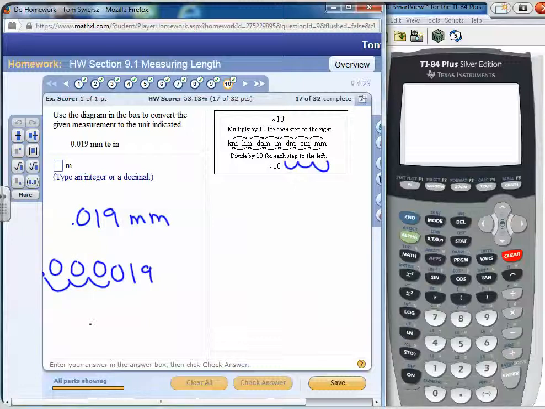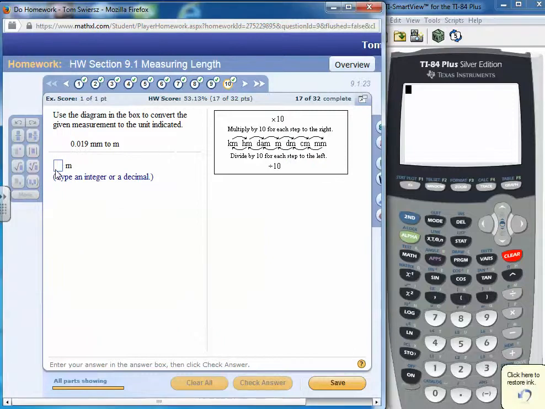So then it would be 0.0000019 meters. Again, we're going from a small unit to a bigger unit, meters, so we're going to have a smaller number of bigger units. Okay, so it makes sense when you think of it that way. All right, again, count the number of jumps, 3 jumps to the left. That's how many places you move the decimal. All right, very good.